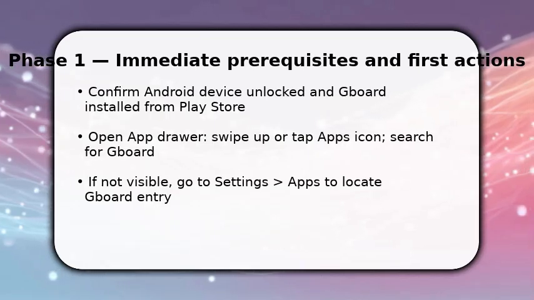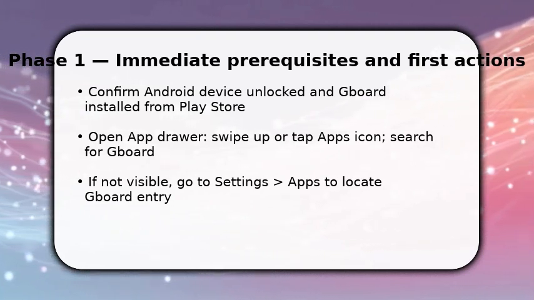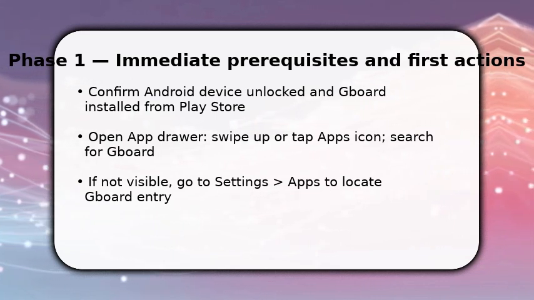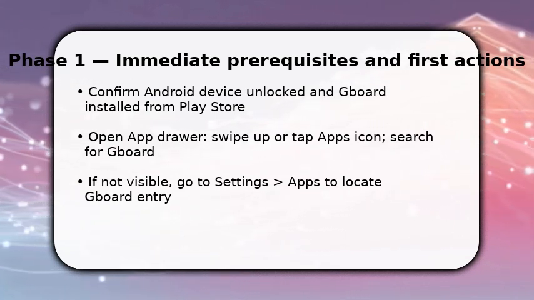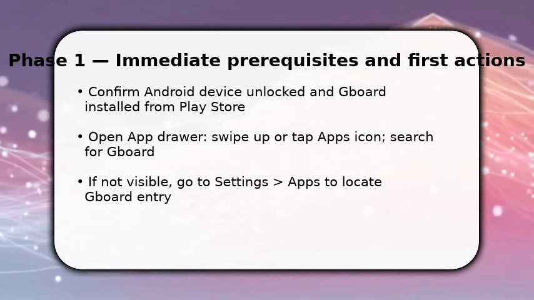You have Gboard installed and your phone unlocked. Now start by opening the app drawer. Swipe up from the home screen or tap the apps icon, then scan alphabetically or use the search bar to type Gboard. Once found, tap the Gboard icon to open the app page.